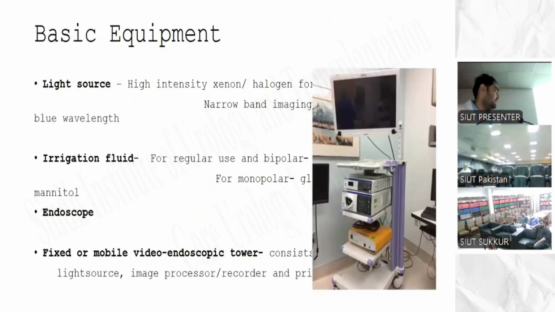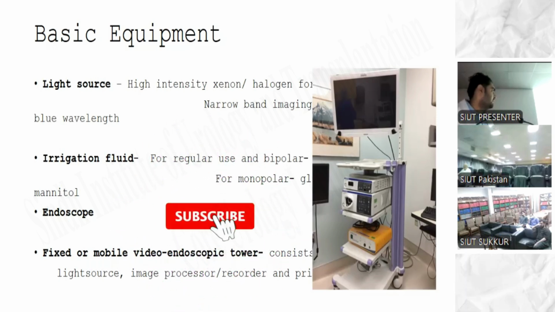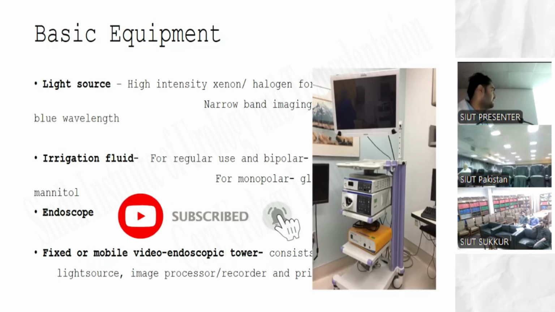Now, as far as the endoscope is concerned, this is the tower of the endoscopy, and it consists of various parts. It consists of the monitor, the light source, a camera, a video recorder and the printer. The light source: if white light is used, high intensity xenon and halogen are the sources for the white light.